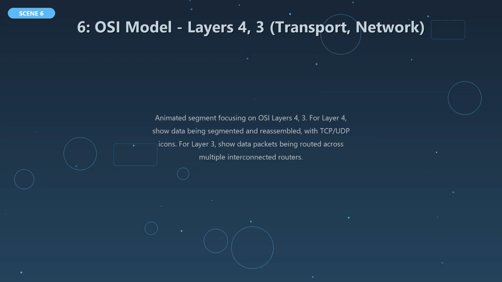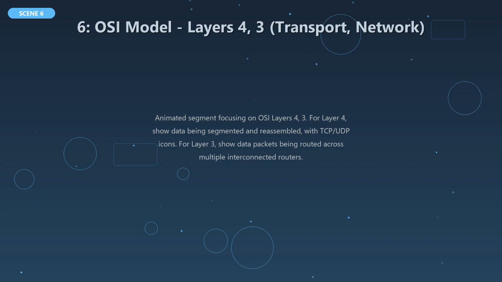Now, let's move to the heart of the network communication, layers 4 and 3. These are particularly critical for cybersecurity. Layer 4, the transport layer. This layer is all about reliable and efficient data transfer between end systems. It segments data from the session layer into smaller units, called segments, and then reassembles them at the receiving end. The transport layer also handles error checking and flow control.